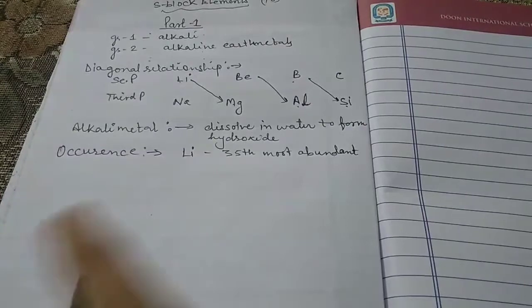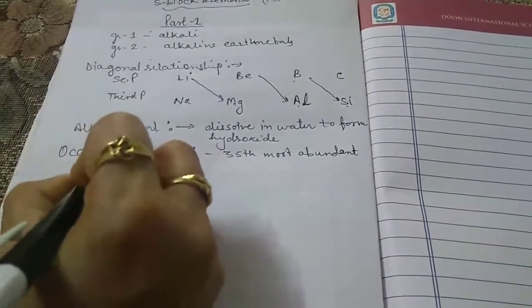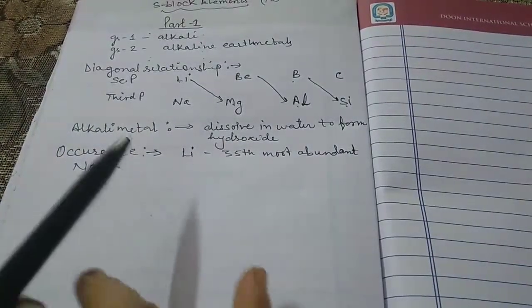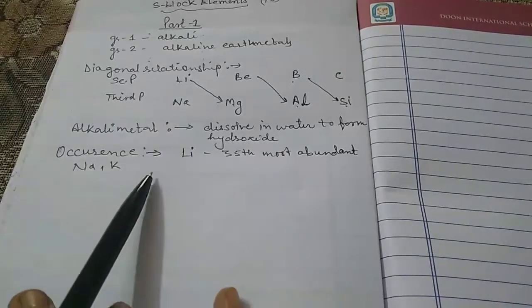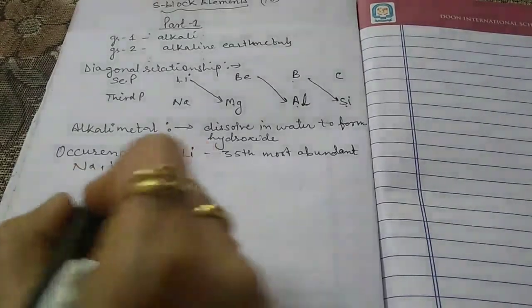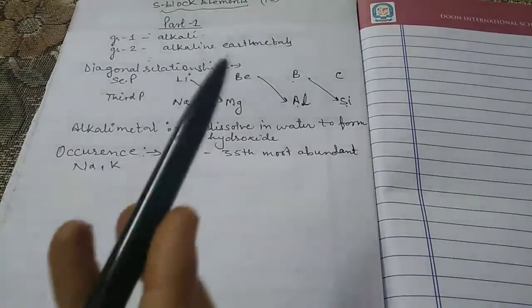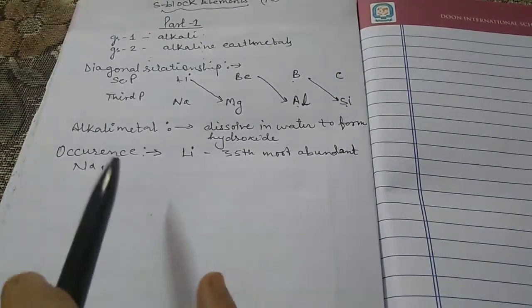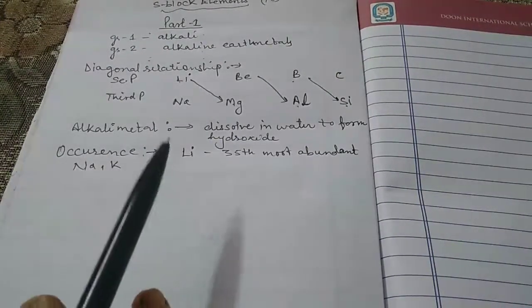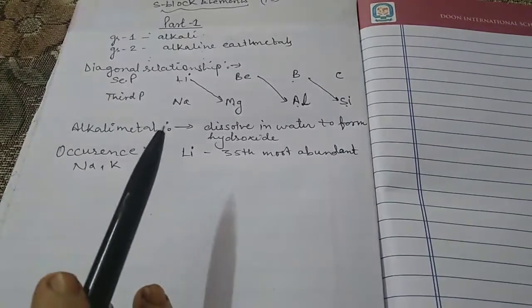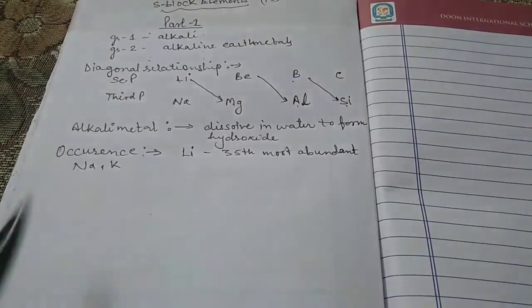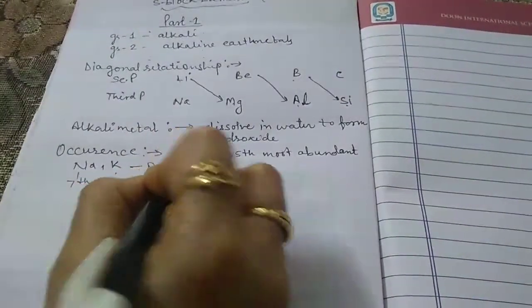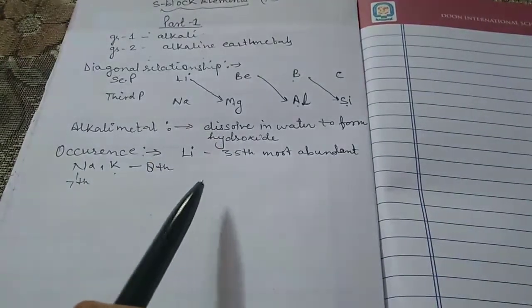Now the next members of the family are sodium and potassium. Sodium and potassium together make up over 4% by weight of the earth's crust. They are both highly reactive elements, and compounds of sodium and potassium have been known from ancient times. Sodium and potassium are the 7th and 8th most abundant elements by weight in the earth's crust.